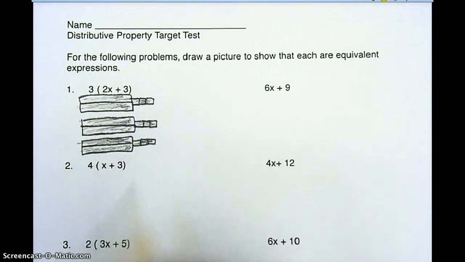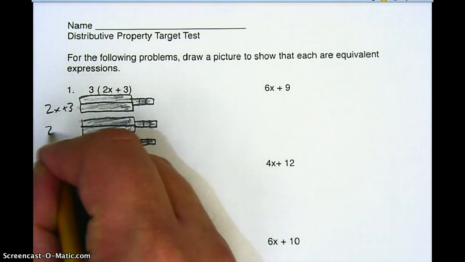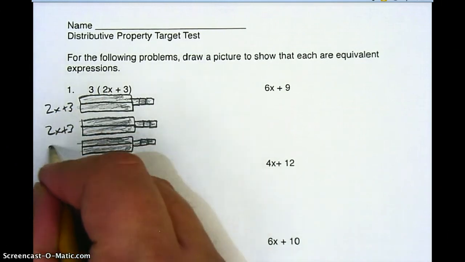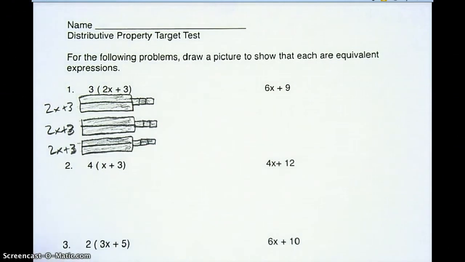So there's the drawing of my 3 2x plus 3's. Here's 1 2x plus 3. Here's a second 2x plus 3. And here's a third 2x plus 3. So I have a total of 3 2x plus 3's. Now what I need to do on the other side is group them differently to show that that's the same thing as 6x plus 9.